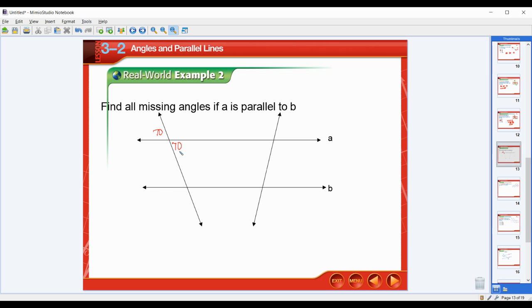And now I'm going to jump to alternate interior angles. So I'm going to say, hey, this is 70. Which angle is alternate interior to this angle? That would be right here. So this is 70 as well. And now over here, if this is 70, we know that this is vertical to it. So this is also 70.